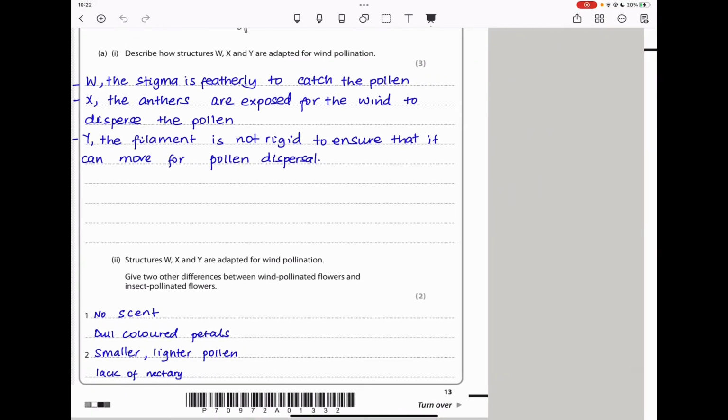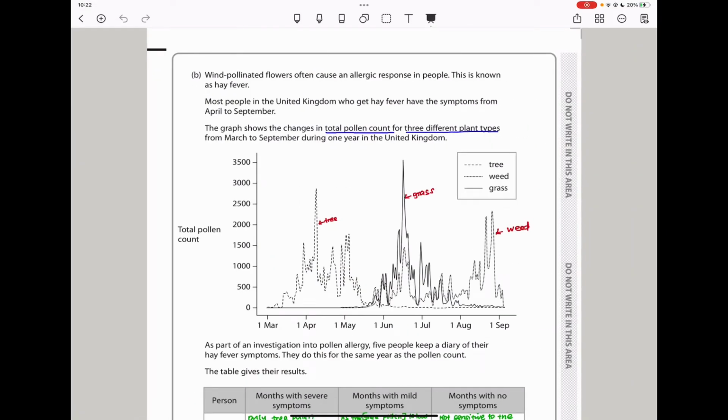So let's continue. Here they say, wind-pollinated flowers often cause an allergic response in people. This is known as hay fever. Most people in the United Kingdom who get hay fever have the symptoms from April to September. They say the graph shows the changes in total pollen count for 3 different plant types from March to September during 1 year in the United Kingdom.